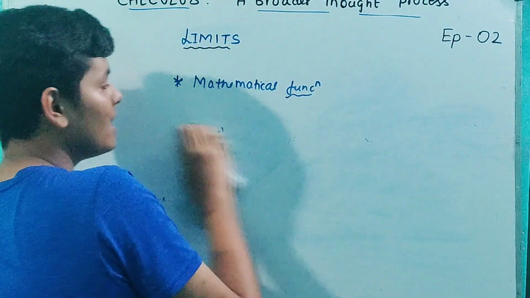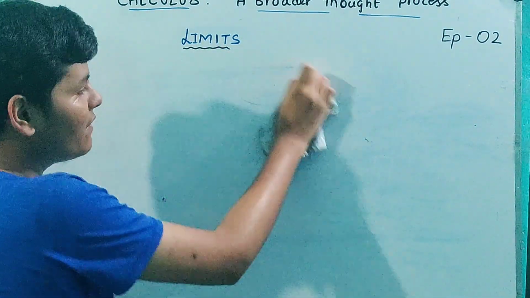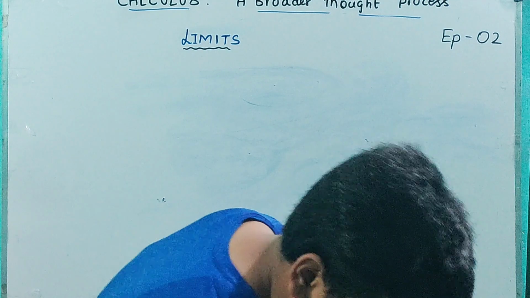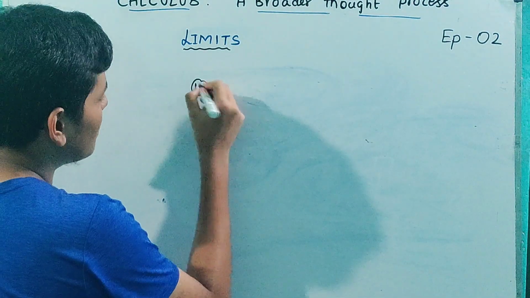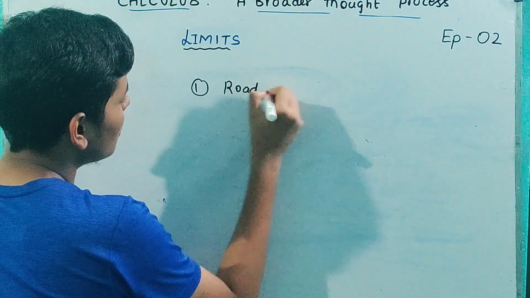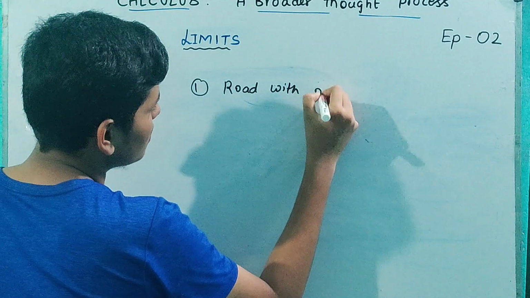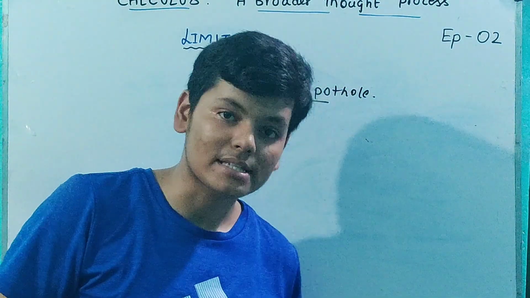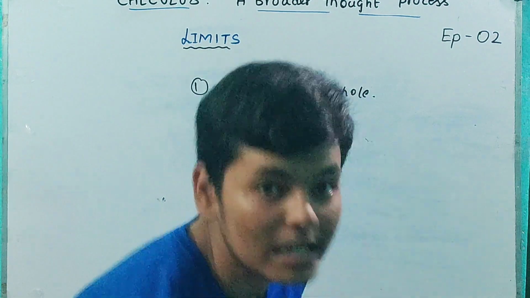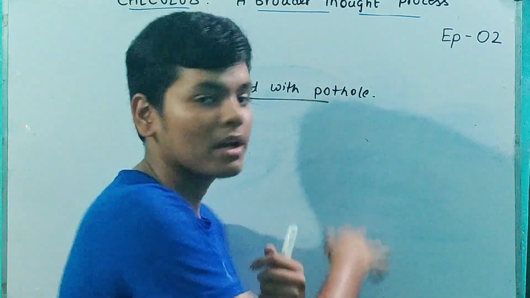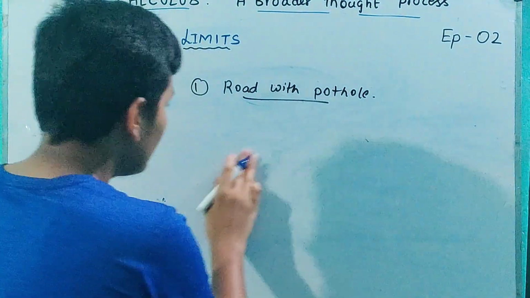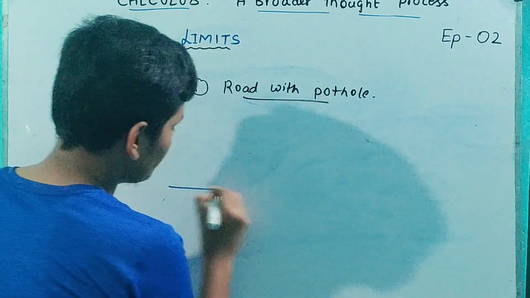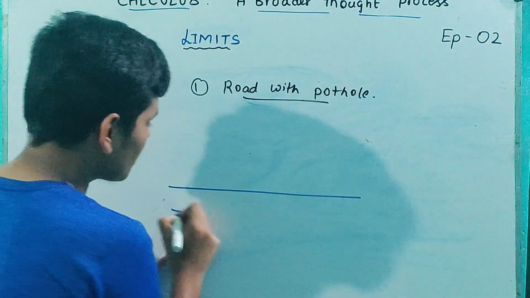First, we will be noticing some examples of everyday life, and then we will be taking a mathematical example. Talking about the first example, a road with a pothole. This is one very good and very famous example to understand limits in our everyday life. Now how can we understand that? Let us suppose there is a road over here. This is nothing but a road.